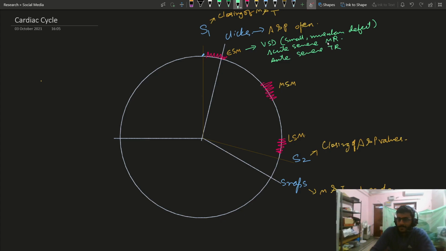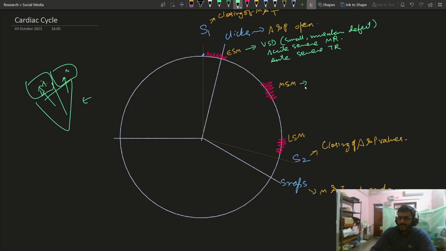And if there is a mitral valve, let me just get this diagram back in. The moment it starts contracting, if there's severe regurgitation, immediately when the heart starts to contract, the blood will gush back into either the mitral valve or the tricuspid valve. So that will produce an early systolic murmur.